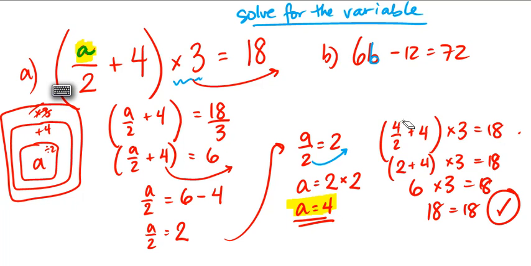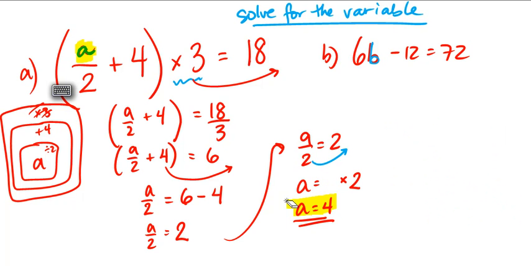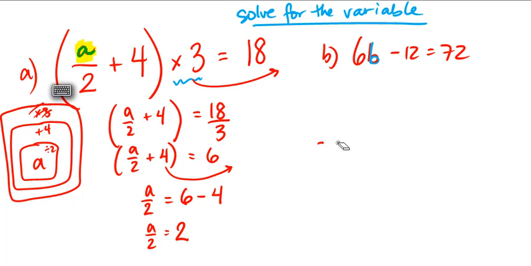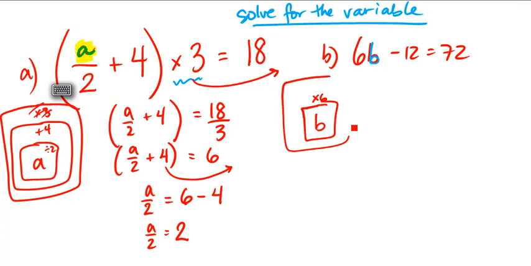To solve the second one, let's just give myself some room. My question is 6b minus 12 equals 72. So I look at my letter b, and with my b, the first thing that happened was it was multiplied by 6. The next thing that happened after that was a subtraction of the 12 to get the answer 72. So for me to undo all these operations, I have to work backwards and remove the outermost layer first, which is the minus 12.